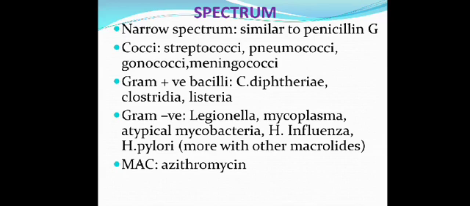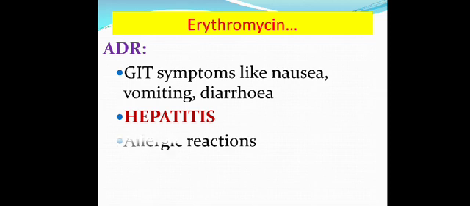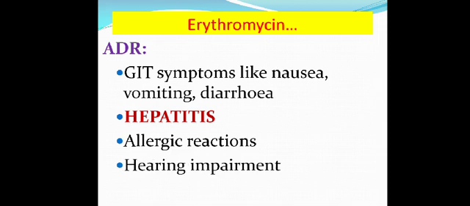For Mycobacterium avium complex, we can use azithromycin. It is also active against some oral anaerobes. Erythromycin, the adverse drug reactions are gastric upset like nausea, vomiting and diarrhea. It can cause hepatitis and allergic or hypersensitivity reactions. It causes hearing impairment.